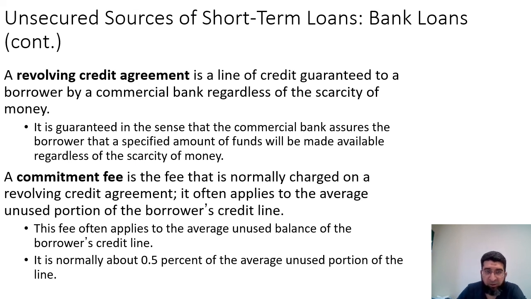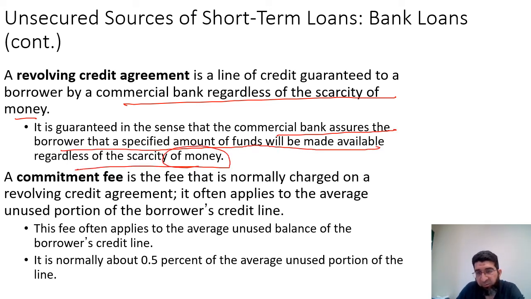Then comes the revolving credit agreement, a line of credit agreement with credit guaranteed to a borrower by a commercial bank, regardless of the scarcity of money. As the name says, it's a credit agreement. It is guaranteed in the sense that the commercial bank assures the borrower that a specified amount of funds will be made available regardless of the scarcity of money. So even in rare or extreme situations where the credit market is dry, the money will still be provided to the firm.